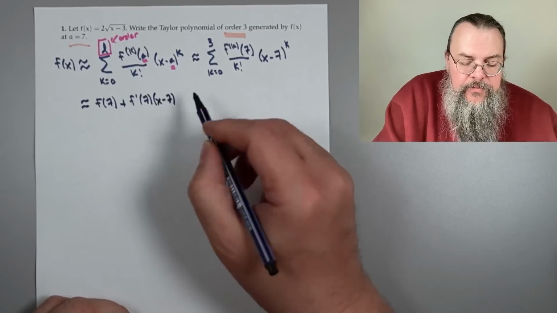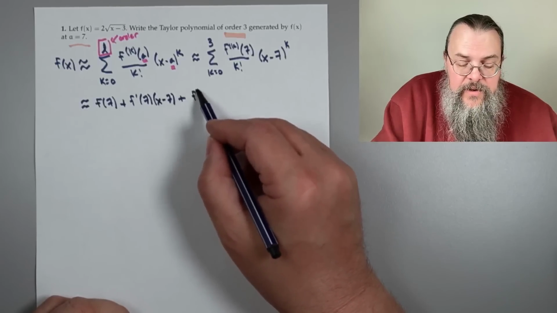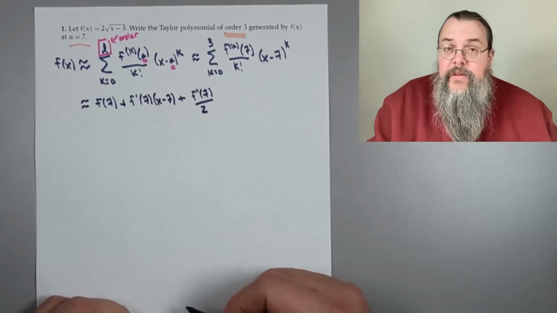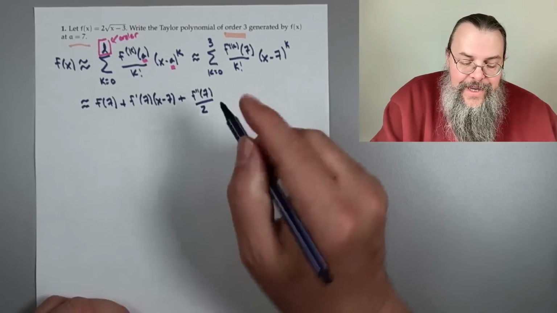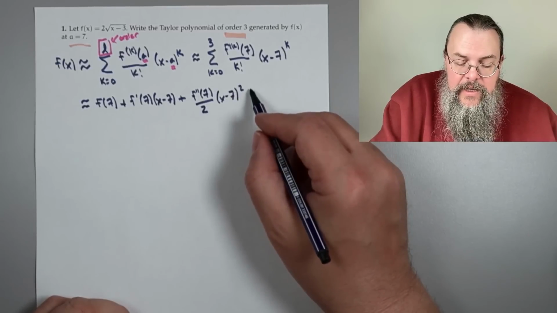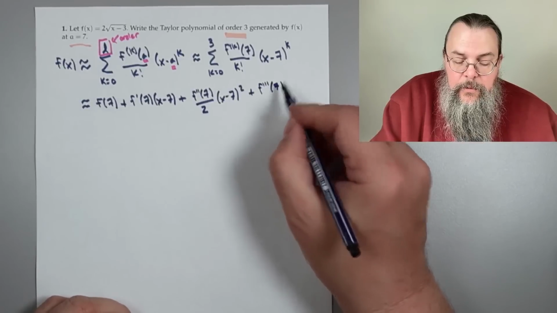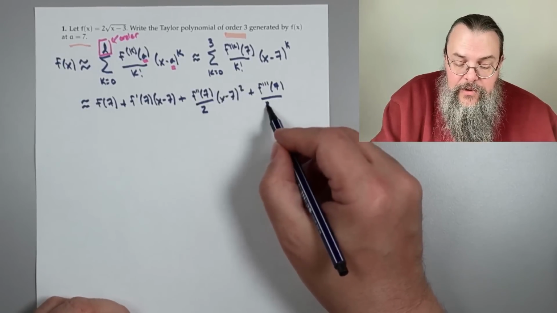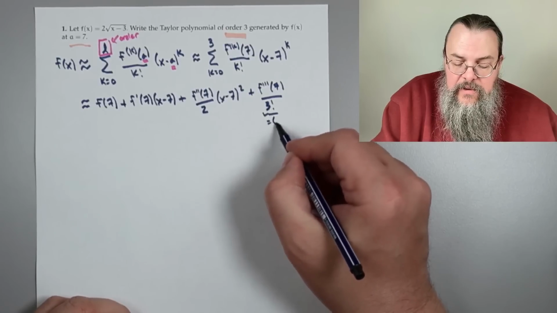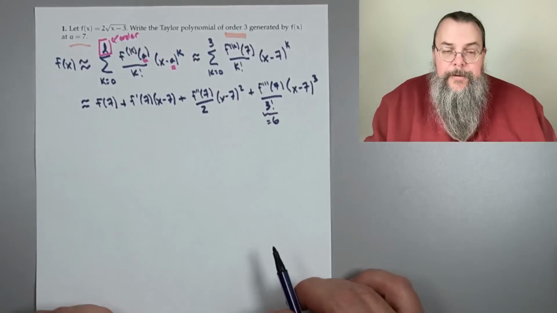x minus 7. All right, now we go to k equals 2. So that's the second derivative. We divide by 2 factorial, which now is interesting. It's not 1, it's 2. And times x minus 7 squared. And finally, for 3, that's the third derivative. We're going to divide it by 3 factorial, which is also, I guess we should have said 6, and times x minus 7 cubed. Okay, good.